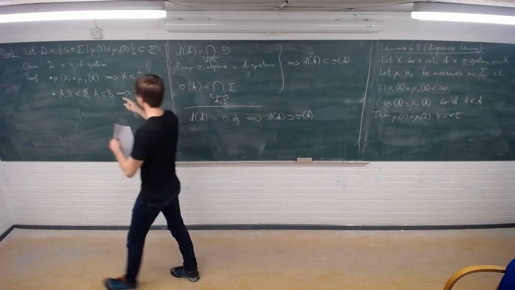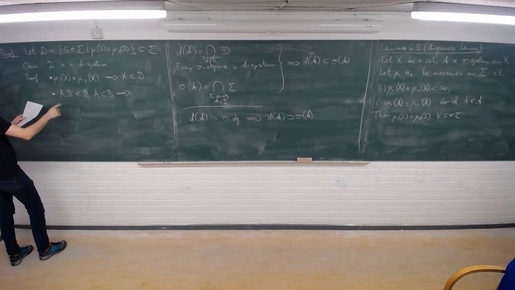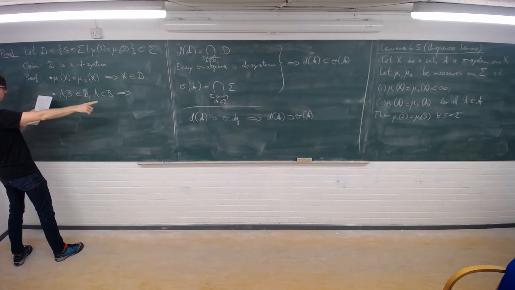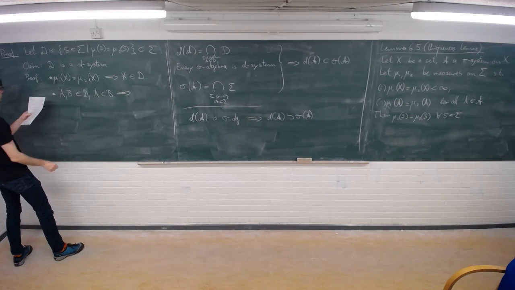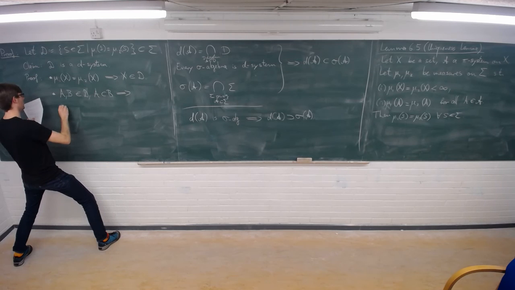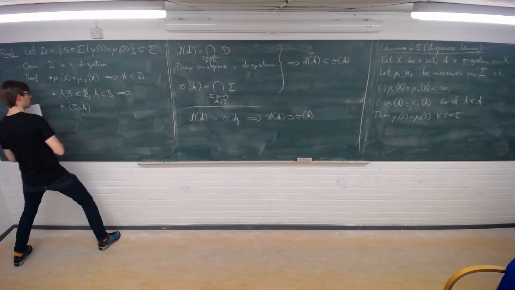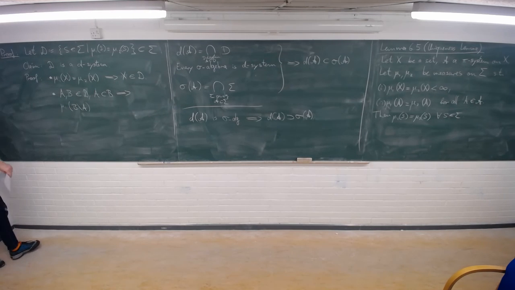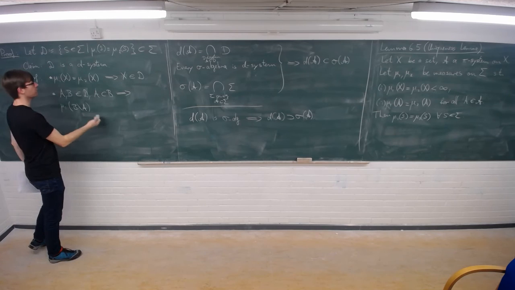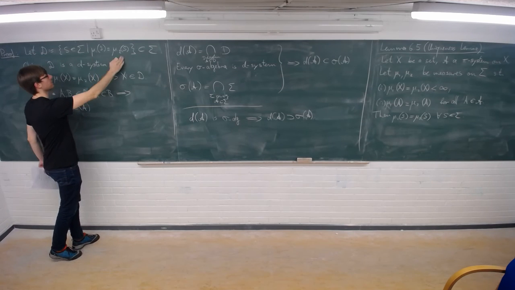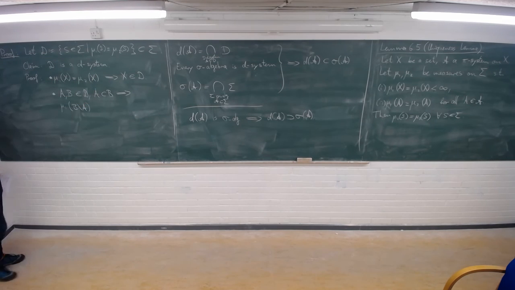Because that's what we're using now. So we have to look at the difference B minus A. So mu1 of B minus A has to be equal to mu2 of B minus A, and then B minus A is in D.